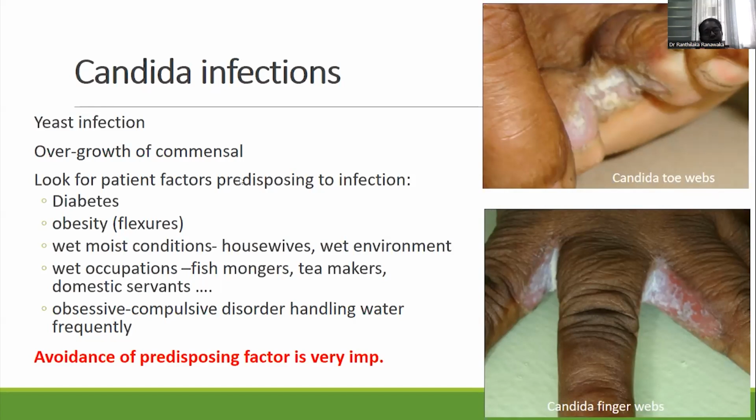Or if you can't find anything else, you have to ask about obsessive compulsive disorder. Some people wash their hands very frequently, more than 10 to 20 times. We have found even children with OCD who had Candida infection. So it's very important to avoid this predisposing factor. Without that, we can't cure this fungal infection.